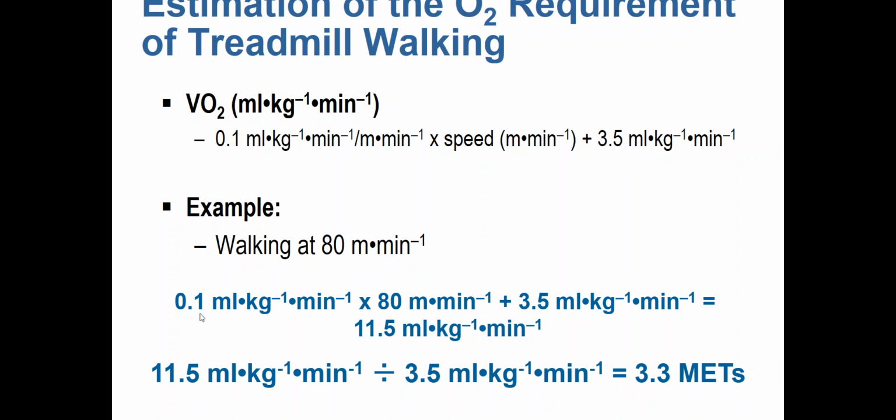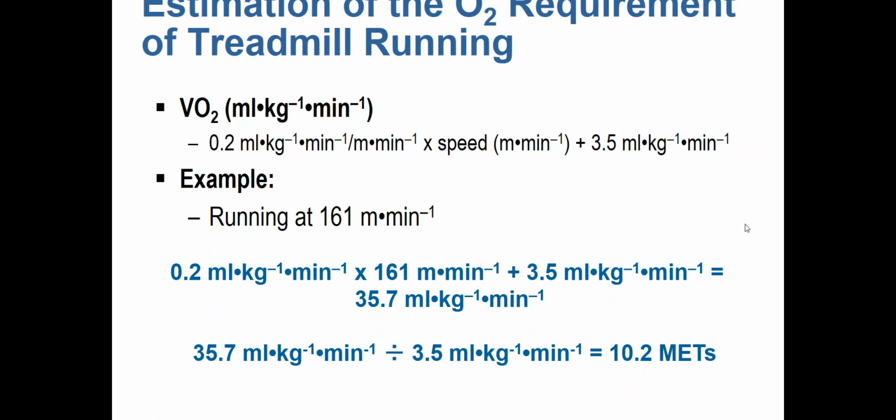So if somebody's walking at 80 meters per minute, that's the rate at which they're walking, we first take into account the conversion of VO2, which is 0.1 mLs per kg per minute. We multiply by the rate of speed, 80 meters per minute, and then add in their metabolic rate, which is 3.5 or 1 MET, and then we have 11.5 mLs per kg per minute, which we know to be a VO2 quantification. And then we take that VO2, 11.5, and if we want to convert it to METs, divide it by 3.5, which is 1 MET, and then we have 3.3 metabolic equivalents.